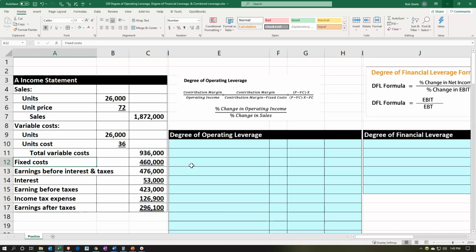So we're going to go through the calculations here, and again, we'll take a look at some changes in order to see what those calculations will do with some differences in the income statement. We have the income statement up top. This is in a contribution margin type format.